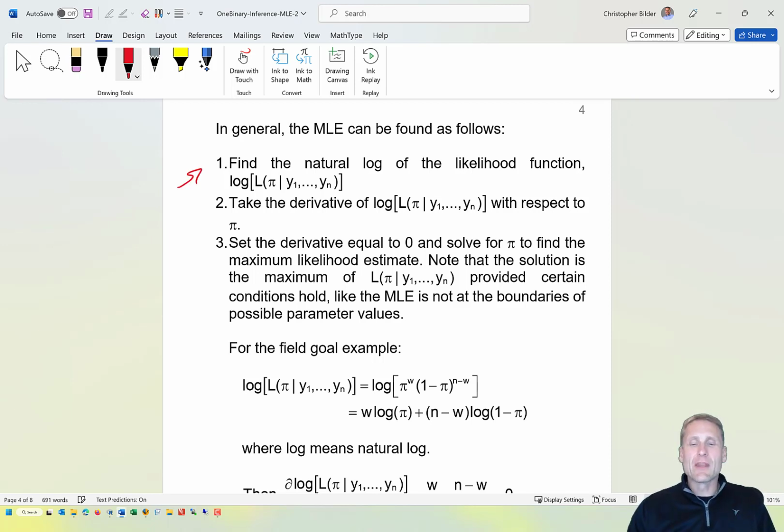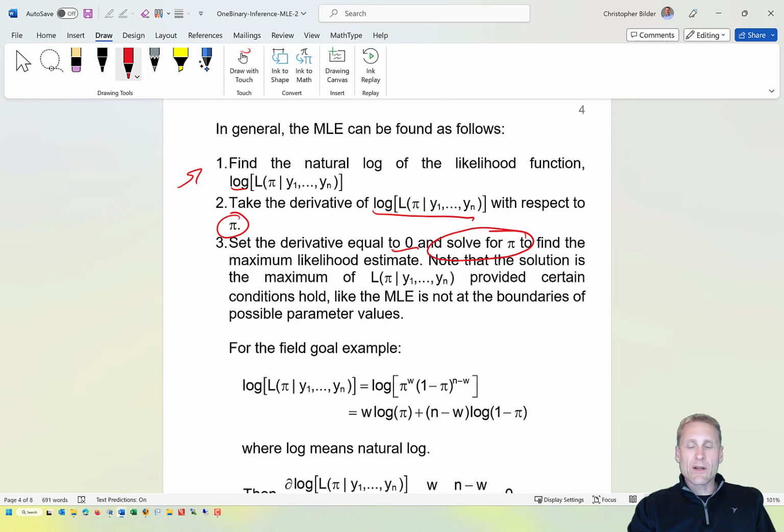So to find the maximum likelihood estimate in a general manner, this almost always works, we can do the following. We can find the natural log of the likelihood function. So log in this class will always mean natural log. We can take the derivative of the log likelihood function with respect to the parameter that we're interested in, in this case pi. Then we can set our derivative equal to 0, solve for pi to find the maximum likelihood estimate.